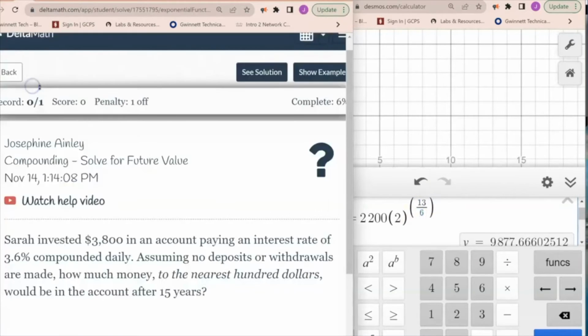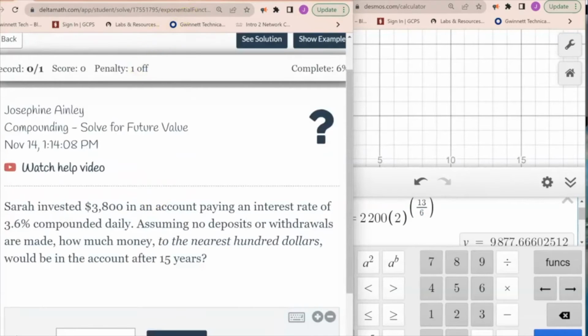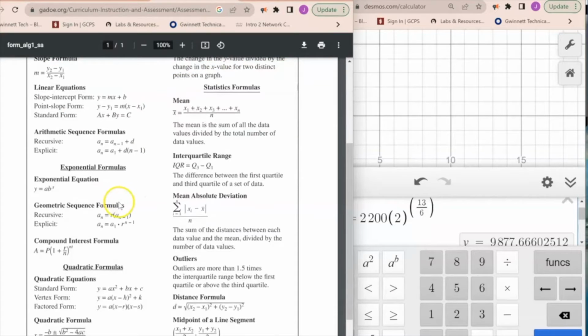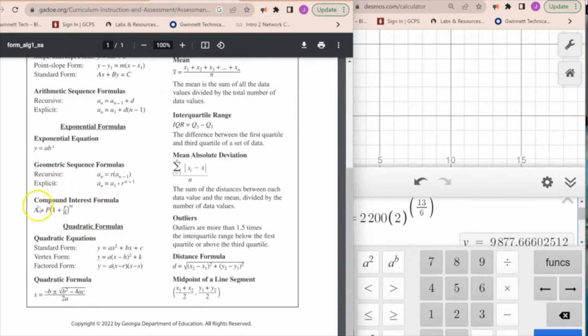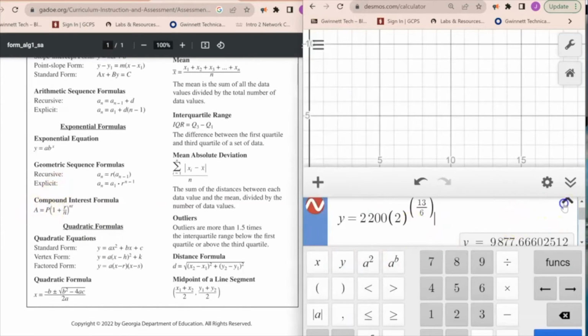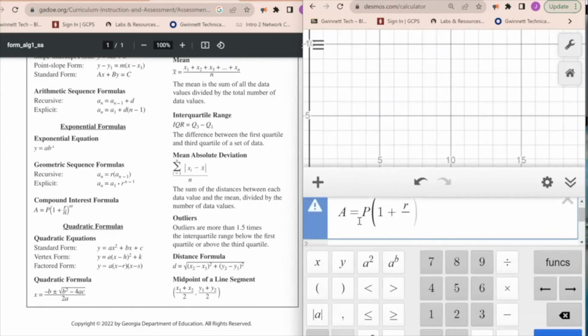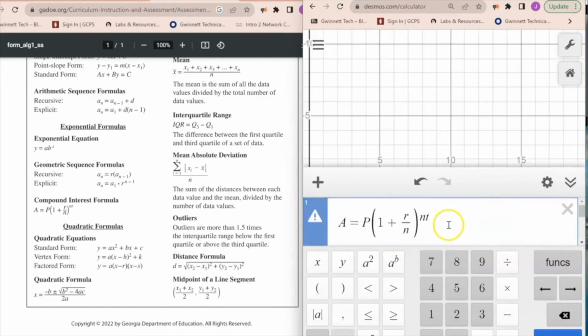All right, let's take a look at compounding, solving for a future value. So this is straight out of a formula. So I'm going to look for the formula for compounding. It's an exponential equation, but it's a special kind. And it's this formula right here. You just need to know what each of those things are. So I'm going to type it out. Capital A equals capital P, 1 plus R divided by N, close the parentheses, then shift 6 or hit this button right here, then NT. That's fine. Okay, cool.